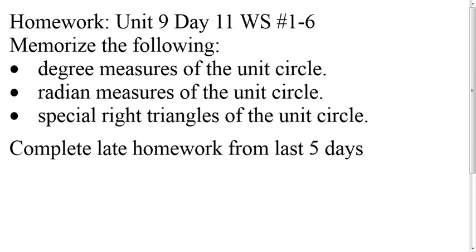Something that will make this process go a lot smoother is remembering your degree measurements for the unit circle. The basic references are 30s, 45s, and 60s, so you can build those as you go around your circle. You also need to know their corresponding radian measurements. We know that pi over 6 is 30 degrees, pi over 4 is 45 degrees, and pi over 3 is 60 degrees, and we can use those to help us go around the circle as well.